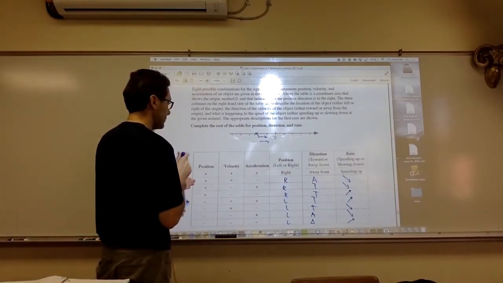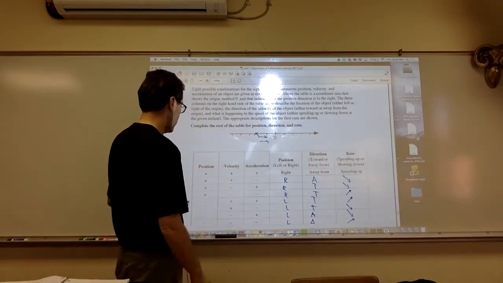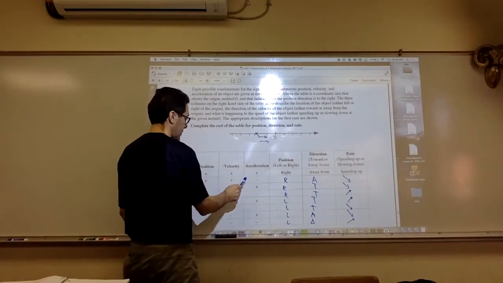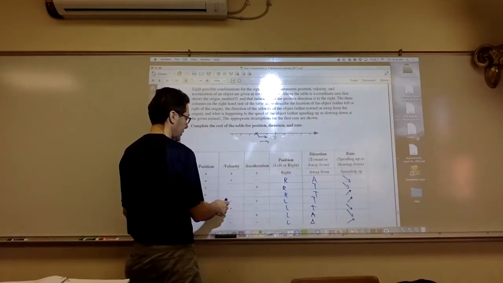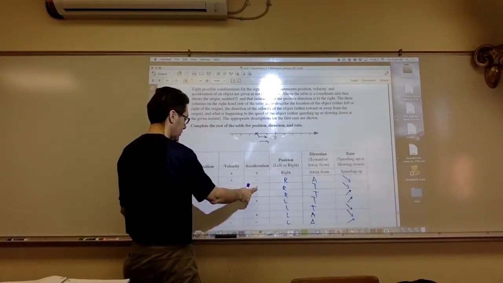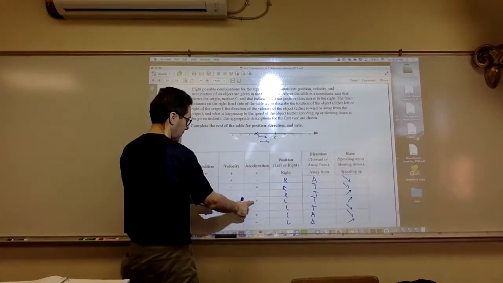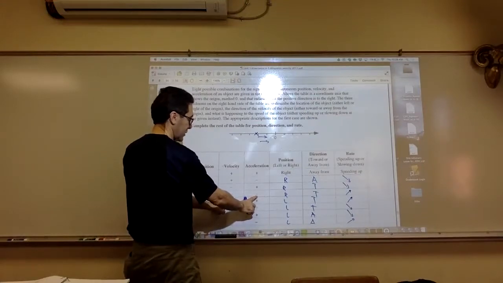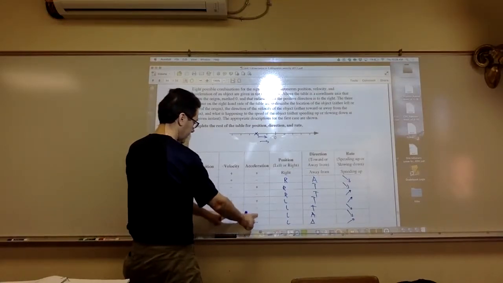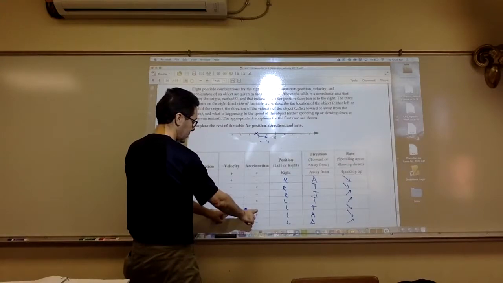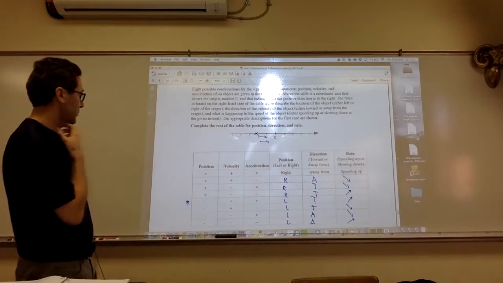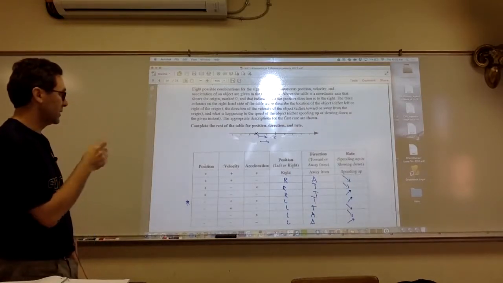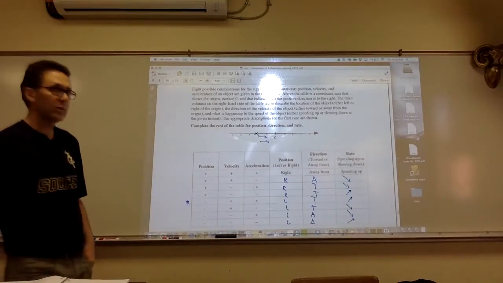Basically, you can just look at the product of these two signs. Positive times a negative is a negative, which means it's slowing down. This should be slowing down. This should end up giving you a positive, which means you're speeding up. So you can multiply the signs of velocity and acceleration to figure out whether you're speeding up or slowing down.